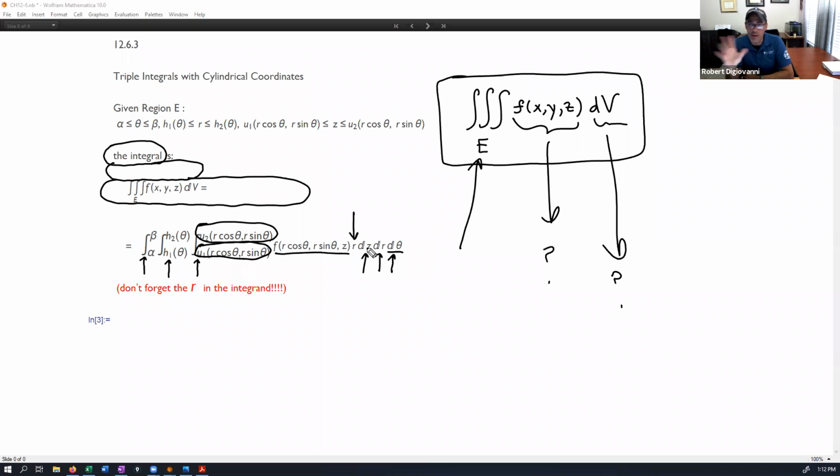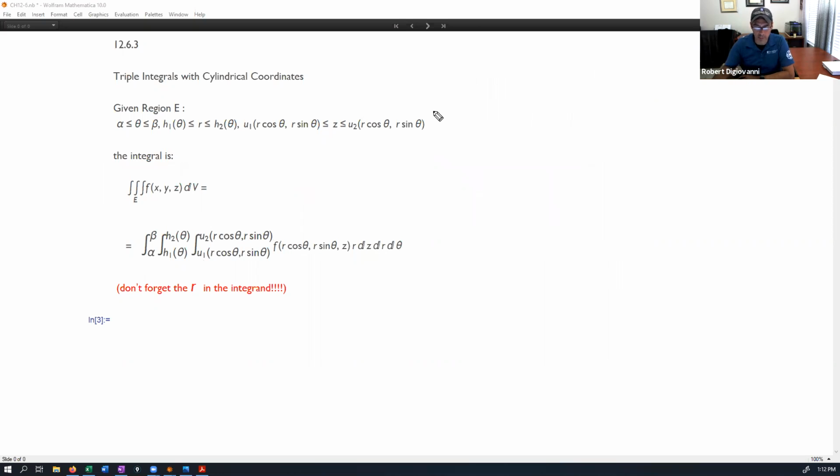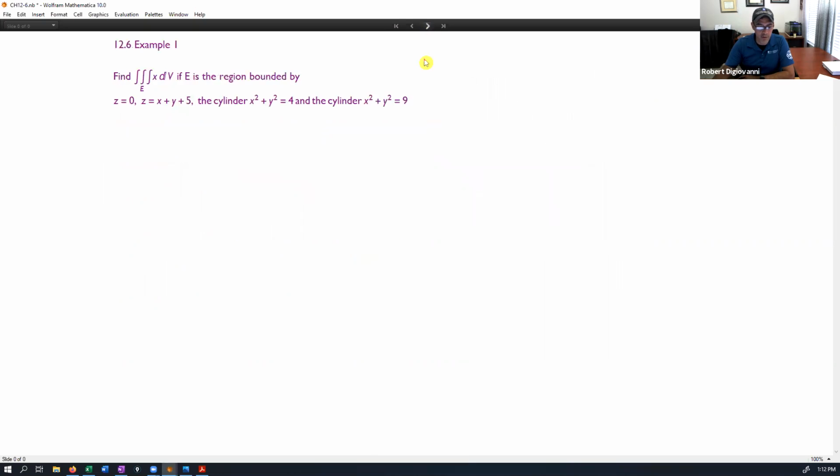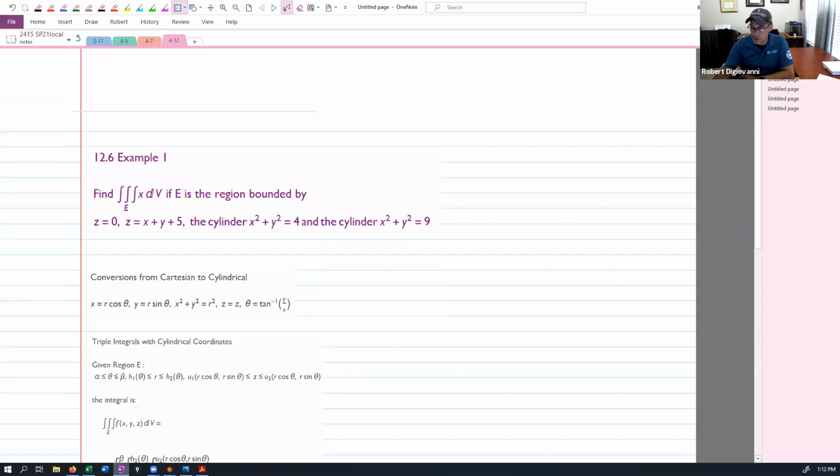Okay, so let's do one. And then once we do one, I think you'll see how this all comes together, hopefully. All right, so I'll have all this information up on the projection here whenever we do the problem. So here's the problem. I've already got this ready to go on another page. So let me bring that up.